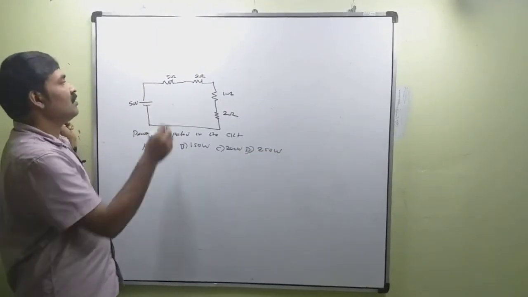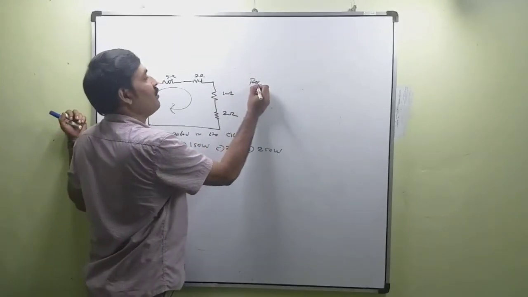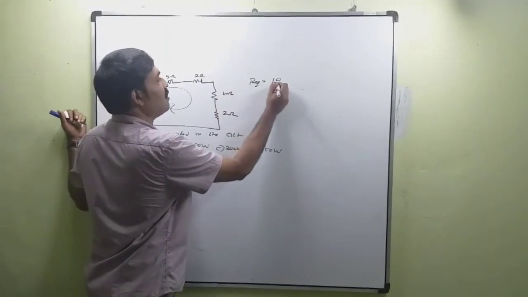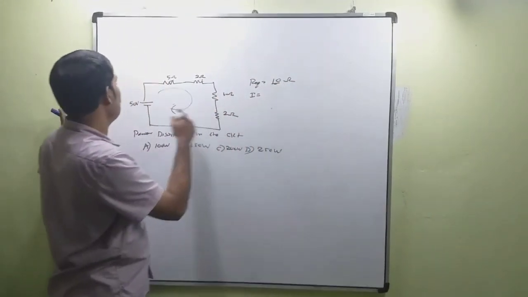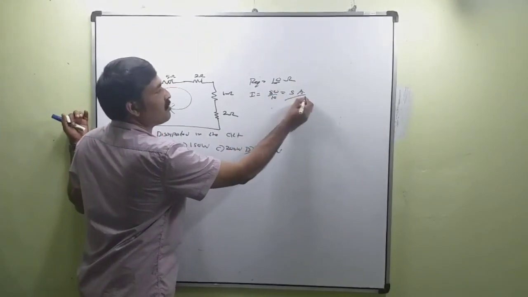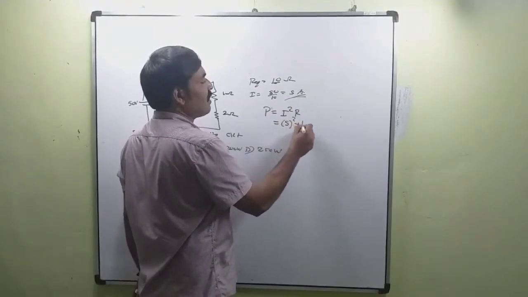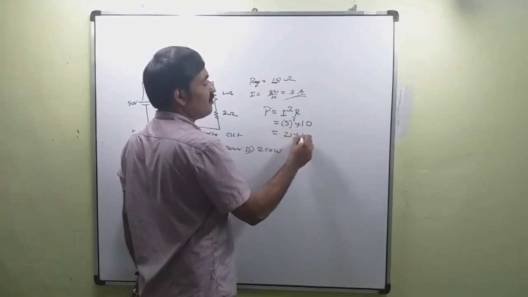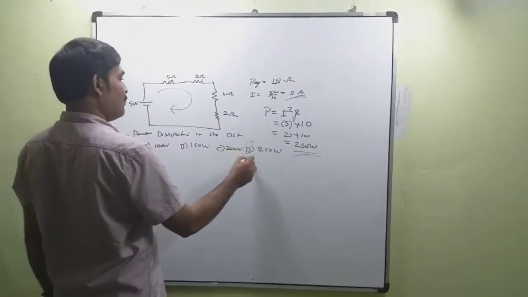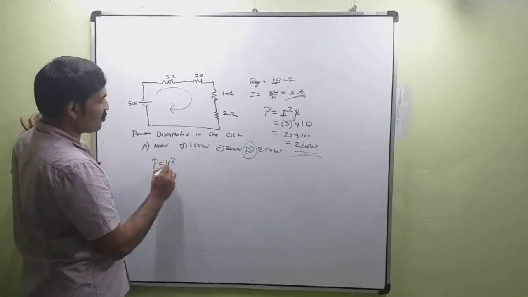Now, all the resistances are connected in series. So R equivalent is equal to 5 plus 2 plus 8 plus 1, that is 10 ohm. And current I is equal to 50 divided by 10, that is 5 ampere. Power is equal to I square R, that is 5 square into equivalent resistance 10, that is 25 into 10, equal to 250 watts. So the answer is D.